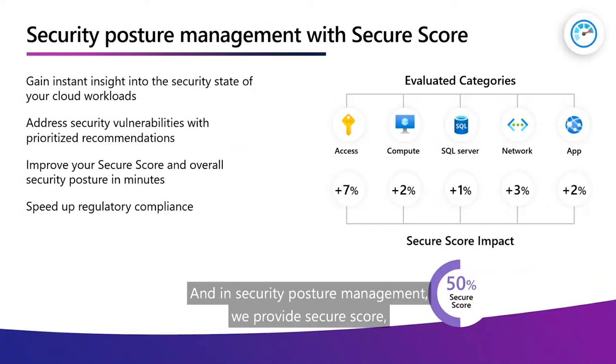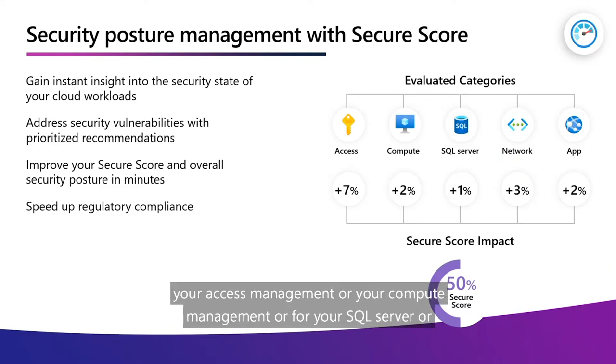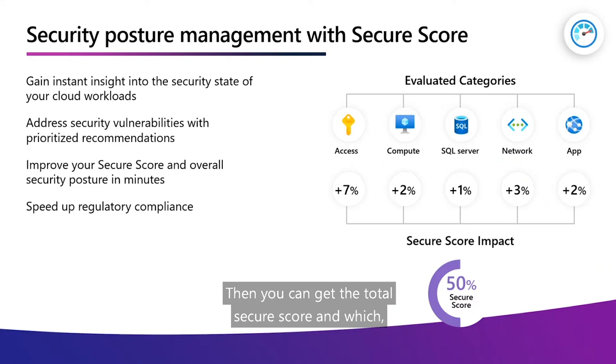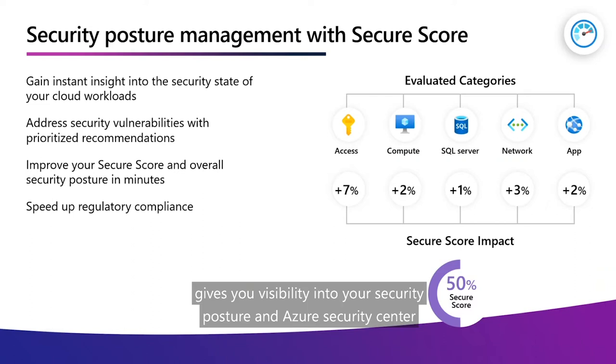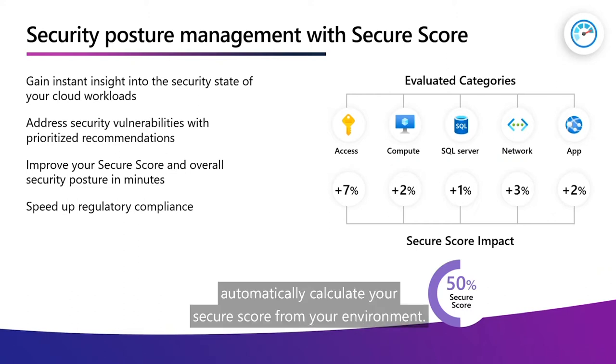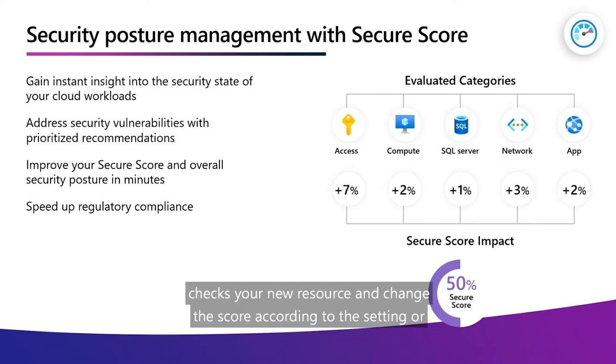And in security posture management, we provide secure score, which is a calculated score on your security hygiene. We calculate scores for example for your access management, or your compute management, or for your SQL server or network or applications. Then you can get the total secure score, which gives you visibility into your security posture. And Azure Security Center automatically calculates your secure score from your environment. If you create a new resource, then the secure score will automatically check your new resource and change the score according to the setting or configuration.